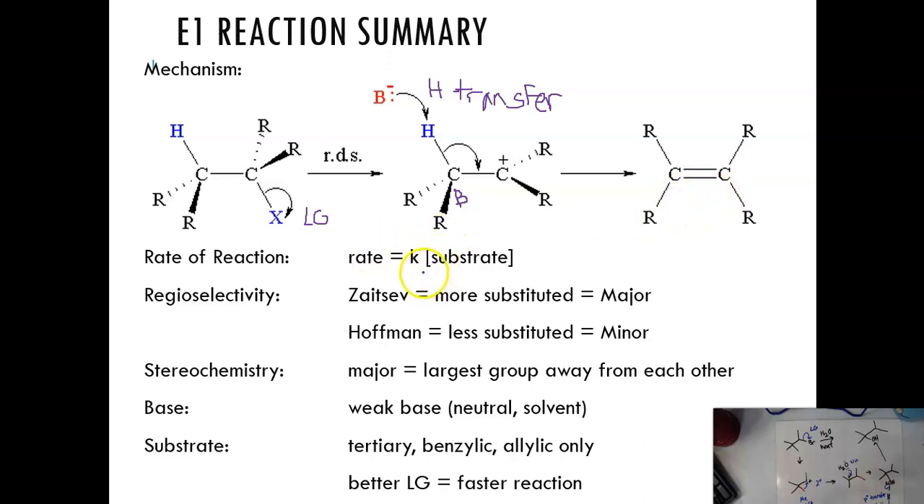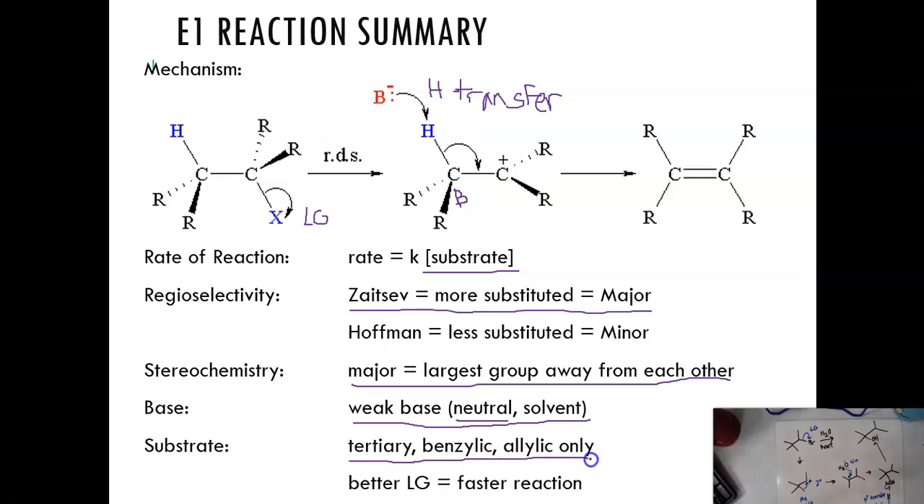The rate of reaction is unimolecular, only depends on that substrate concentration. For our regioselectivity, the more substituted Zaitsev product will be our major product, and we can't change that, we can't control that. And for the stereochemistry, the major product will be pushing those large groups as far away from each other as possible. So we normally label this as E or trans, but it definitely depends on what's in that structure. We want to use a weak base, which is usually our solvent, or something that is neutral. And again, because we're forming that carbocation, benzylic and allylic carbons with good leaving groups.